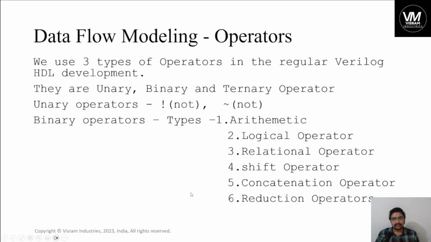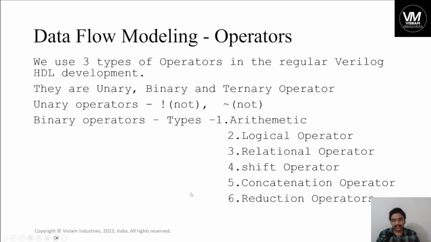So let us see some operators, and then we can go with the application of data flow modeling using operators in the examples. Example: 4 by 1 or 2 by 1 multiplexer. I'll show some of the examples. So here we are looking at operators.